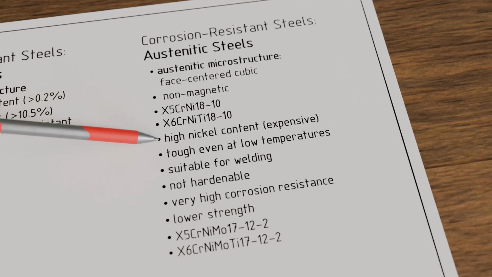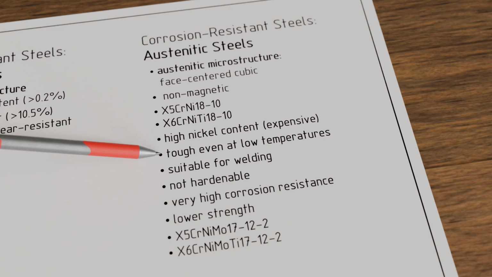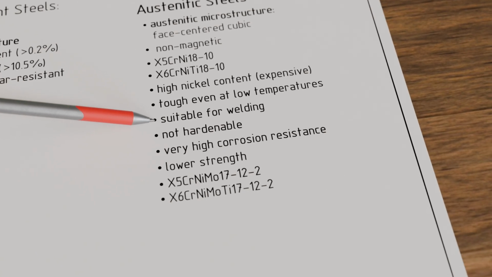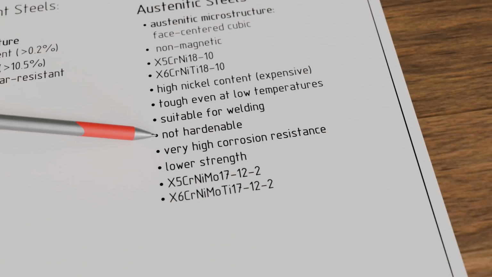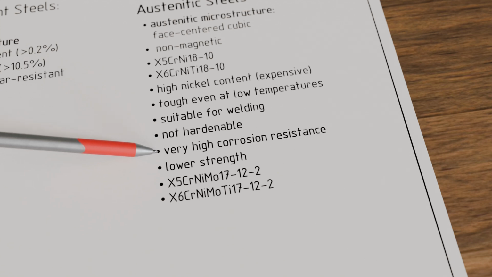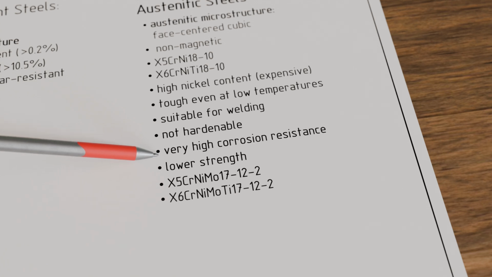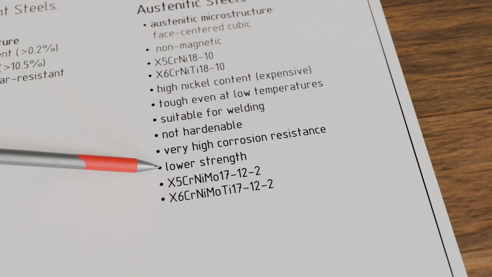costly than ferritic steels. The high nickel content ensures that the more easily formable face-centered cubic austenite structure remains stable even at room temperature. Therefore, austenitic steels are more formable than ferritic steels and remain relatively tough at low temperatures without becoming brittle. Austenitic steels are also weldable, but they are not hardenable. Due to their relatively high chromium content, these steels also exhibit excellent corrosion resistance. However, the strength of austenitic steels is lower than that of ferritic steels.